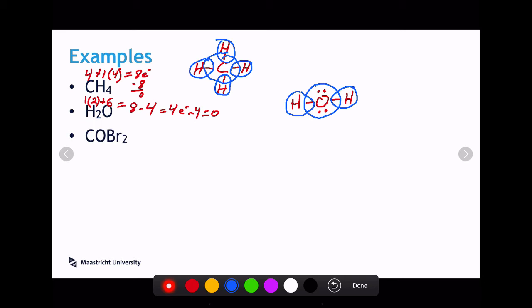Let's try a little bit more difficult one, COBr2. We did this one in class. So we have carbon with 4. We have oxygen with 6. Bromine has 7, and there's 2 of them. So this gives us a total of 24 electrons. So we're going to put the carbon in the middle because it's listed first. Going to attach the bromine to it, oxygen there, bromine there. That used 3 bonds or 6 electrons. So I've got 18 electrons left.